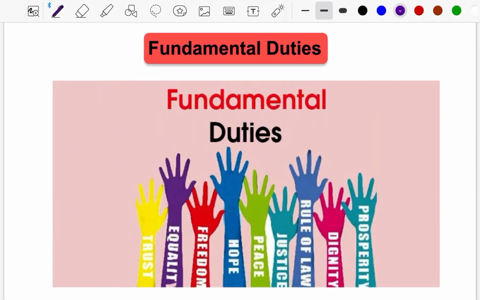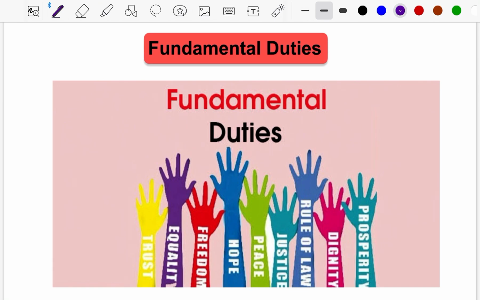Hello students, today's class is about the fundamental duties. How many fundamental duties are enshrined in our constitution, and through which Constitutional Amendment Act did it come into force? All the things we will discuss in a detailed way, and one thing we will keep in our mind is that the information given here is very important from your examination point of view. So, without any delay, we will start fundamental duties.